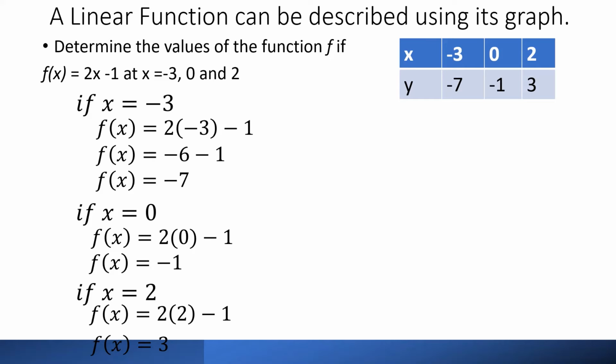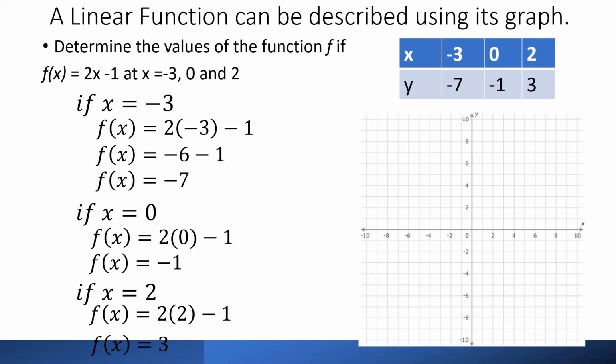Now we have to write the results in table form. So if x is negative 3, we have negative 7. If x is 0, we have negative 1. If x is 2, then we have 3.